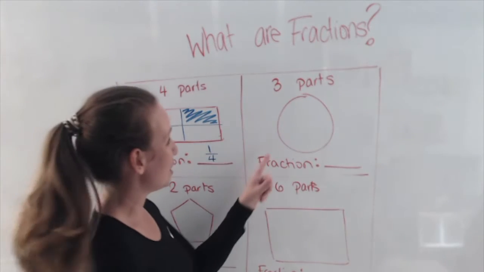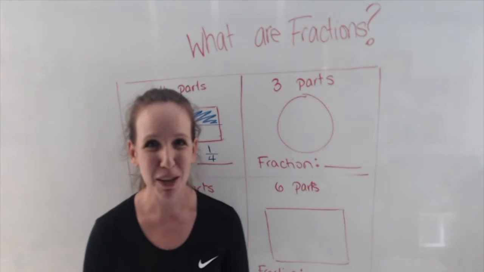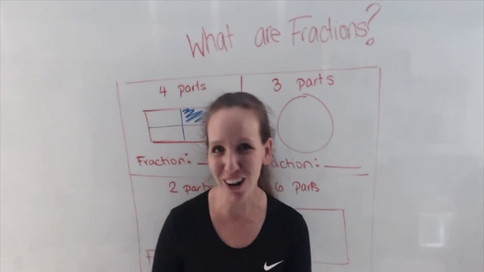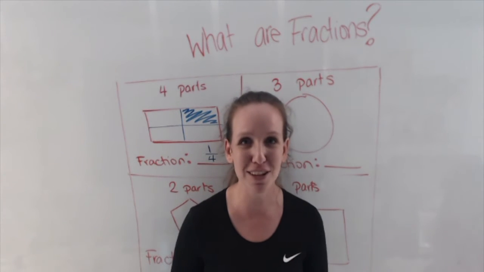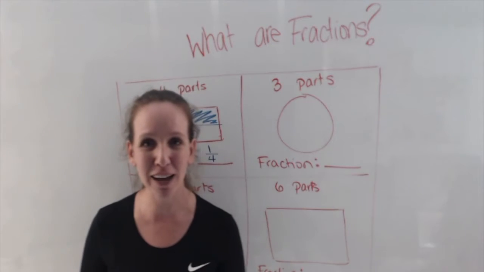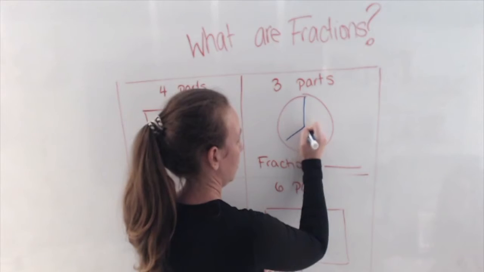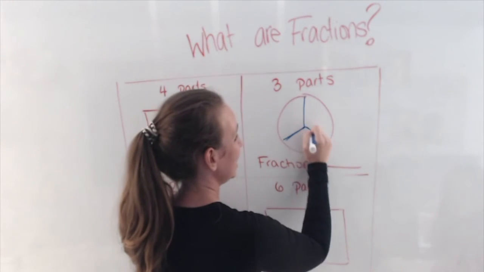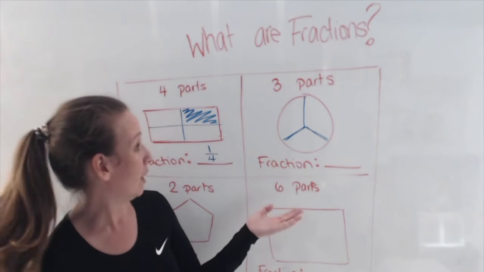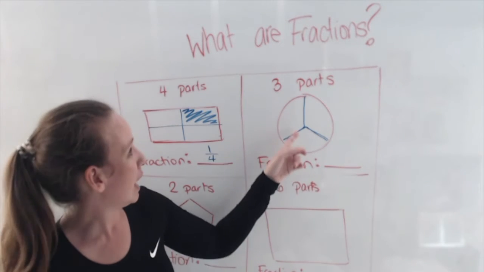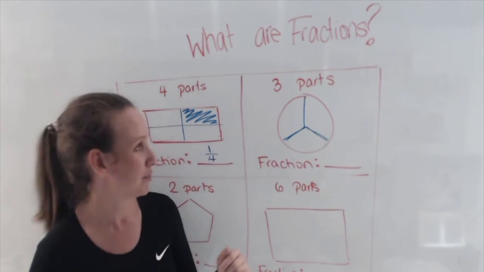Now, let's do the next one, 3 parts. 3 parts is probably the hardest way to break it. But if you like cars, maybe you've seen a sign that's a circle broken into 3 parts. Have any of you ever seen the sign for a Mercedes? Do you guys remember seeing this symbol on a car? Well, if you take a look, I broke my circle up into 3 equal parts.